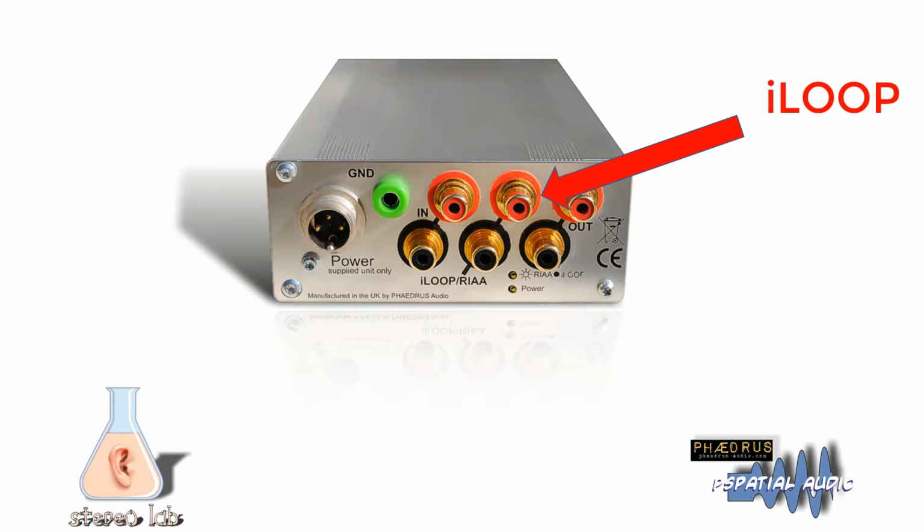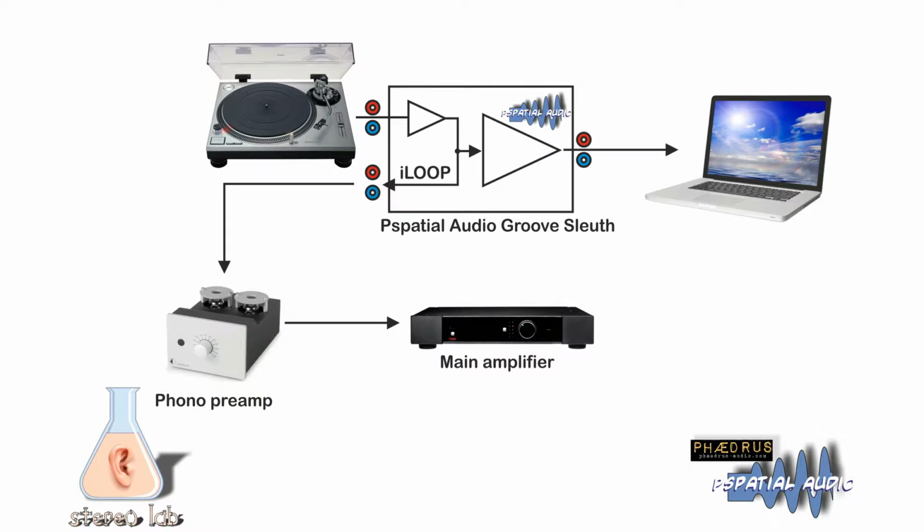A further advantage of the Groove Sleuth Mark II preamplifier over and above the DIY solution is the inclusion of iLoop, a wide bandwidth, low noise and distortion buffered loop through. So this is especially convenient for enthusiasts who already have an excellent LP replay system but who want to introduce computer audio into their system. This is because the Groove Sleuth Mark II integrates transparently into a pre-existing setup and provides the new functionality without upsetting what's there already. So we can see that the signal there from the record deck goes to the computer via the Groove Sleuth, and then via the iLoop goes back to the phono preamplifier.